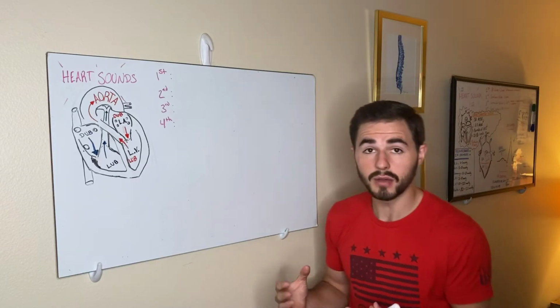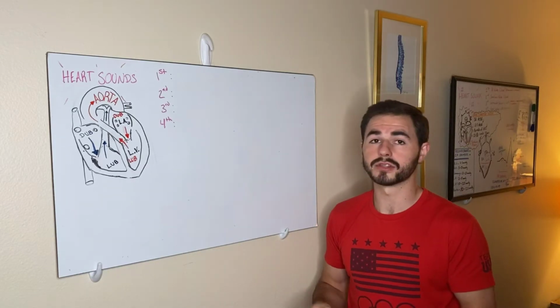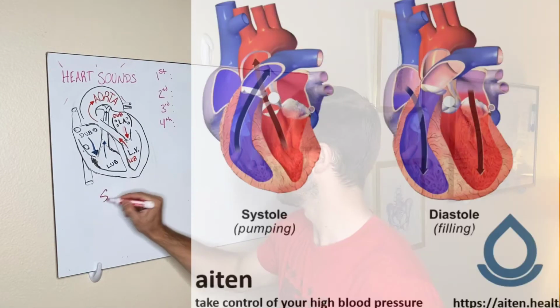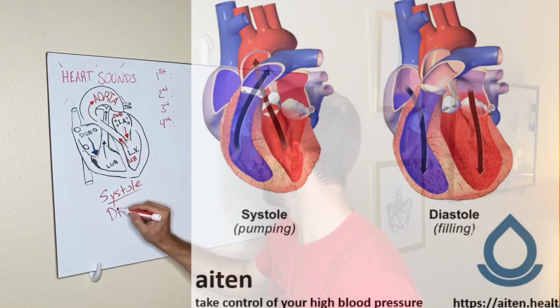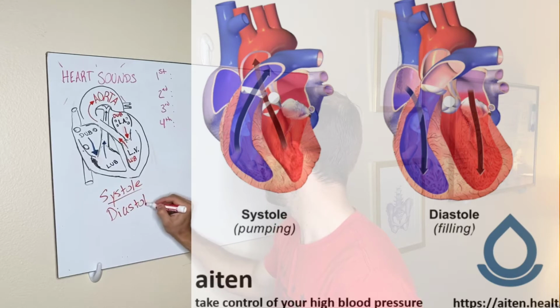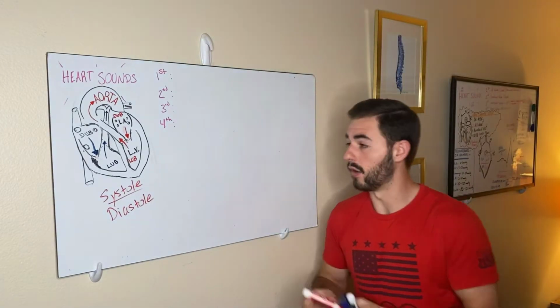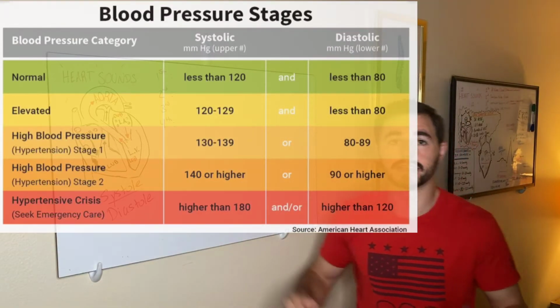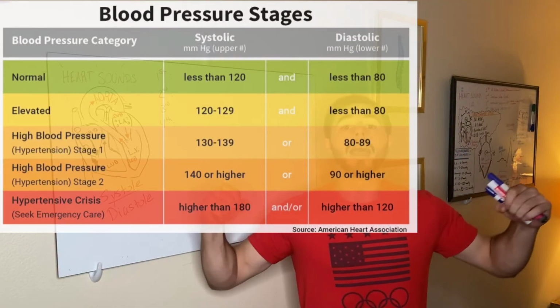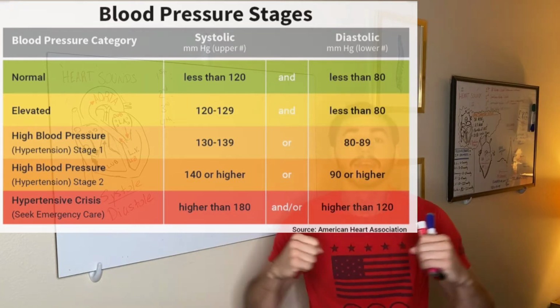Now, for the lub, if you guys remember the terms systole over diastole, then you remember how we measure heart rate or blood pressure. So systole is systole, diastole, systole, diastole.